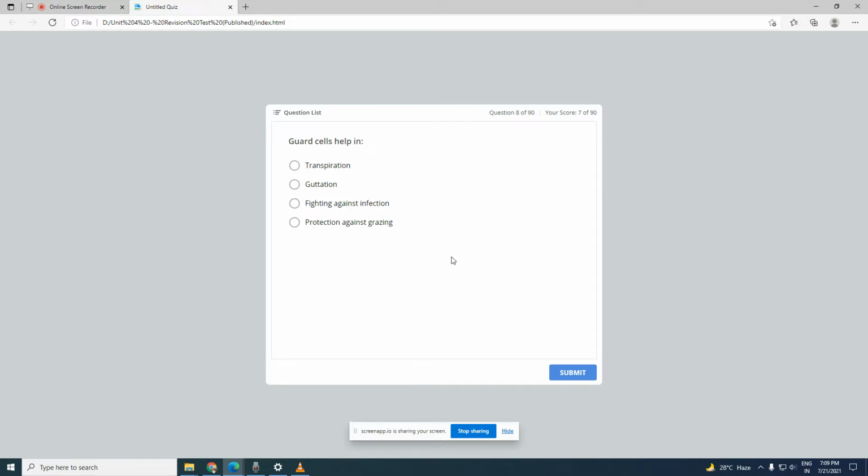The next question is question number 8. Guard cells help in which process? Transpiration, guttation, fighting against infection, or protection against grazing? Which is the right one?